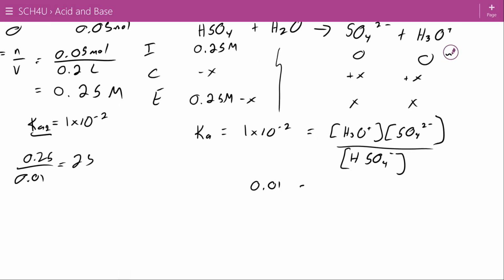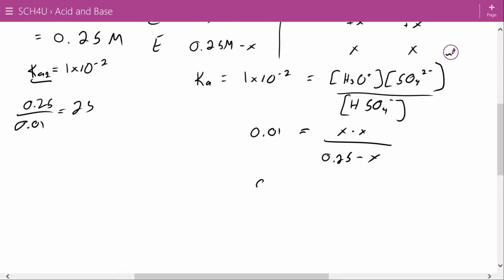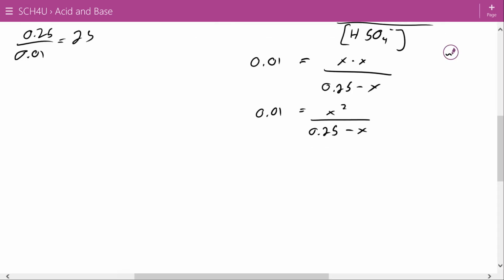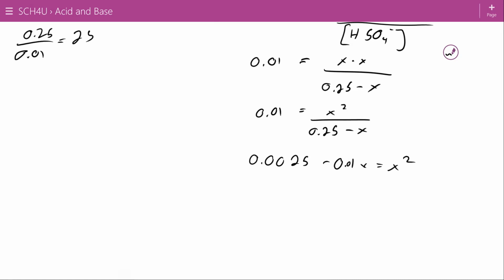I prefer to get out of scientific notation, especially when the number is as manageable as that. And so I get this equation. 0.01 equals x squared over 0.25 minus x. So I'm going to get 0.0025 minus 0.01x equals x squared. And so if I move everybody over to the right hand side, 0 equals x squared plus 0.01x minus 0.0025. Alright, annoying, but I have to use a quadratic formula.